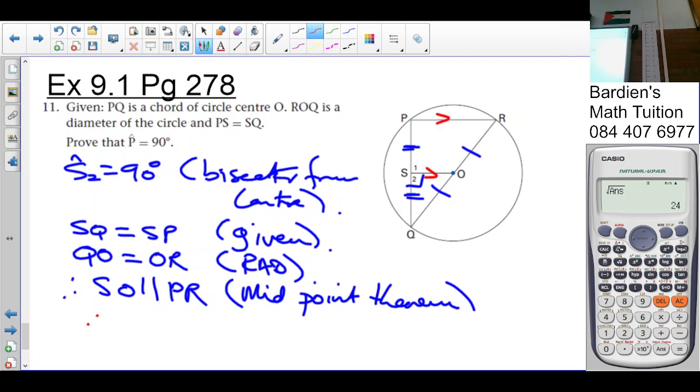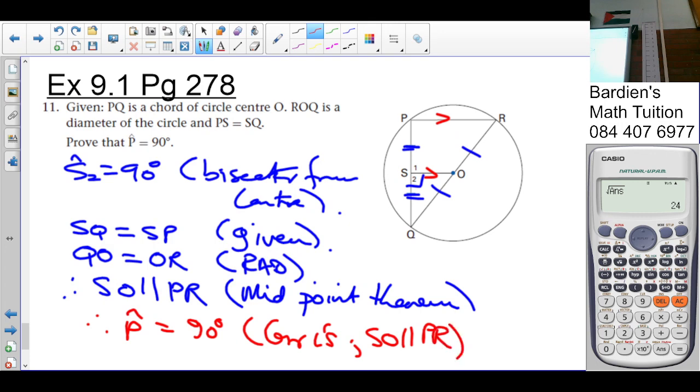So if that is parallel, now what can we conclude? Therefore, PR. Angle P. What's wrong with you? Okay, oh, you said P. Angle P is equal to 90. Why? Corresponding angles are equal. SO is parallel to PR. And then we have proven it.